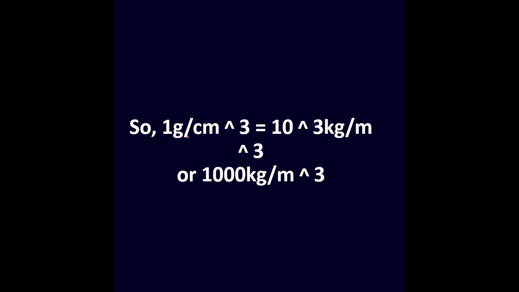So 1 gram per centimeter cube will give you 10 to the power 3 kilograms per cubic meter. Or simply put, 1 gram per cm cube will give you 1000 kilograms per cubic meter.